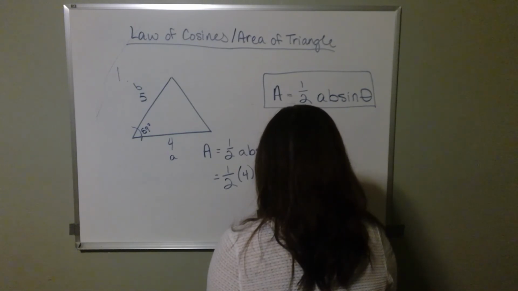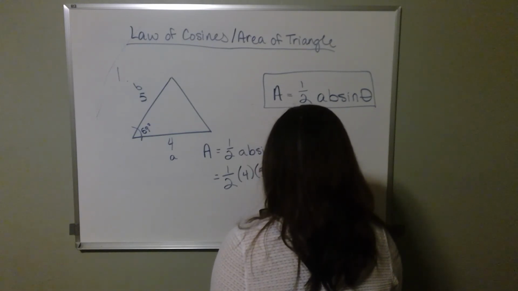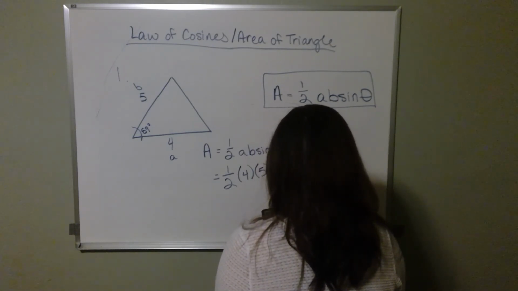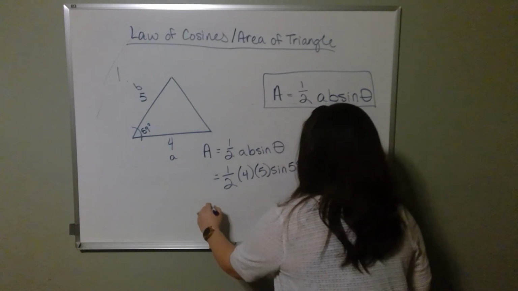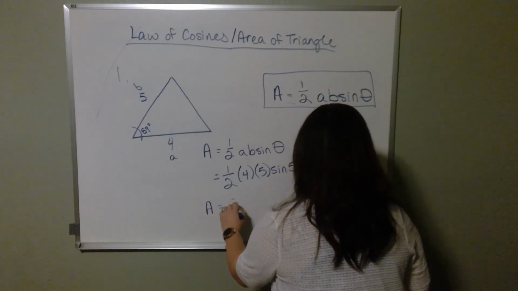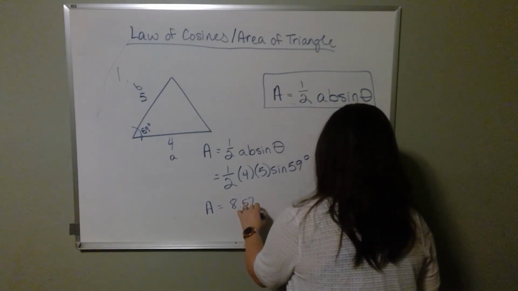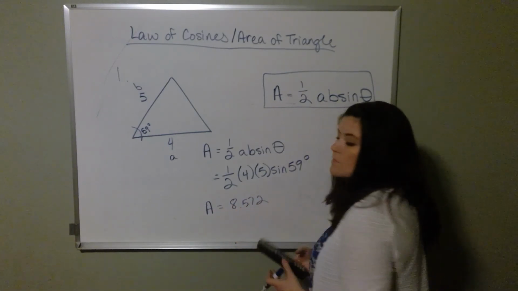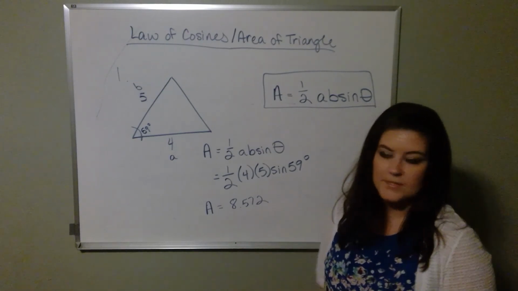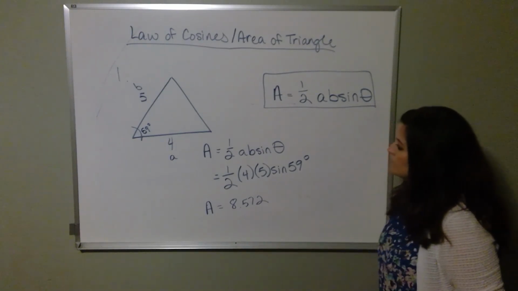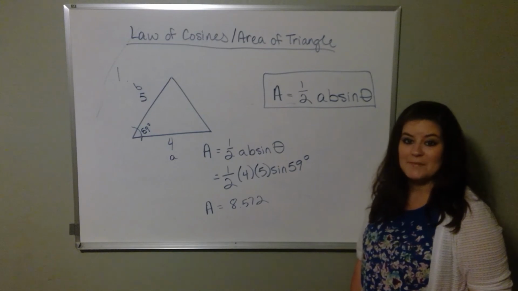Okay, so 1/2 times 4 times 5 times the sine of 59. For the area of this triangle, I get 8.572, round to however many decimal places your instructor wants you to. And that's all I have to say about that.